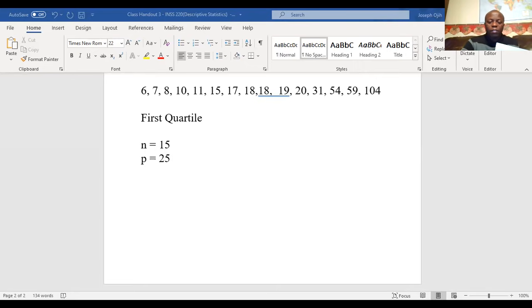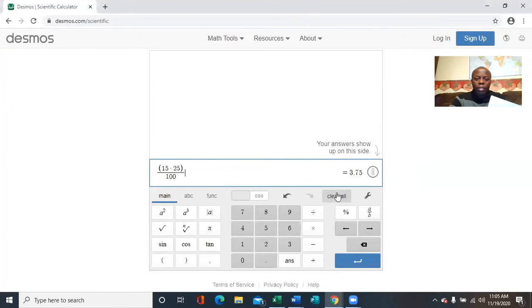So our location number is 3.75. We have 3.75, so I'm taking it back. Okay, I didn't put you on Desmos. Sorry about that. Let me put it back here. So what I did is this.